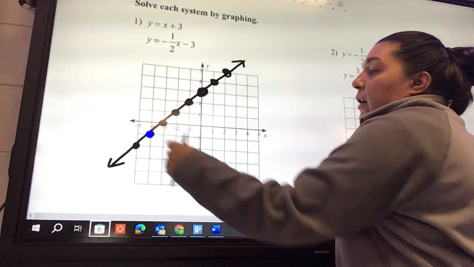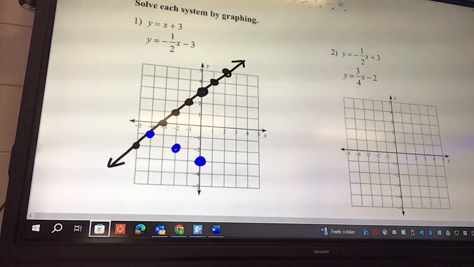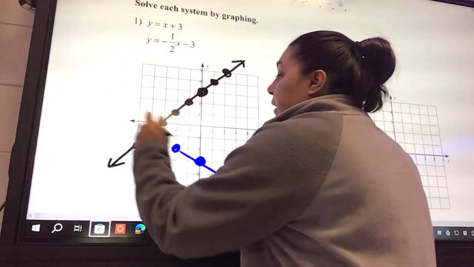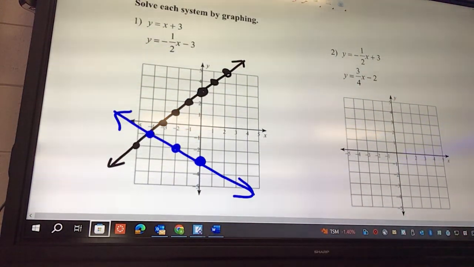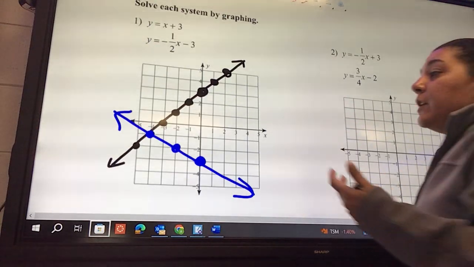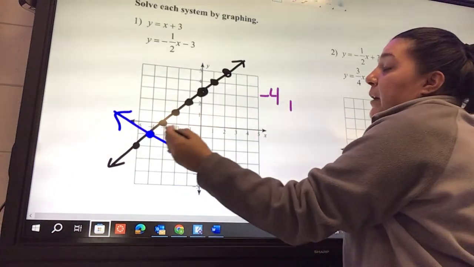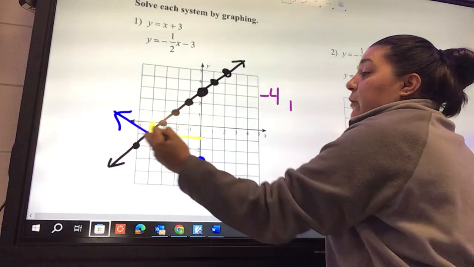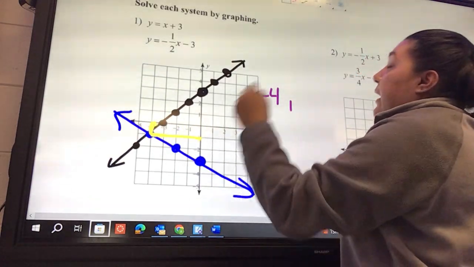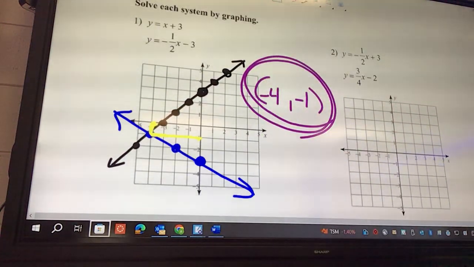I have colored pencils back there. If somebody would like a colored pencil to do one in gray and one in a different color, you're more than welcome to. Right here, this is that intersection point. A lot of you guys did your sheet the other day, and then you never even wrote the actual answer down. So the actual answer is going to be -4, comma, and the way I do it is I look up or down, and then either left or right. So that's at -4, -1. This is going to be our actual answer. You need to make sure that you write the coordinate down.